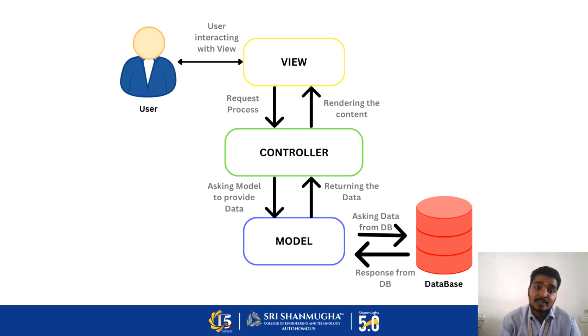So the diagrammatic representation: first the user interacts with the view. The view sends the request for processing. The controller accepts the request and asks the model to provide data. The model retrieves the data from the database and sends the data to the controller. The controller renders it and connects to the view. So the user can view the data. This is how the view, controller, and model work in the diagrammatic representation.